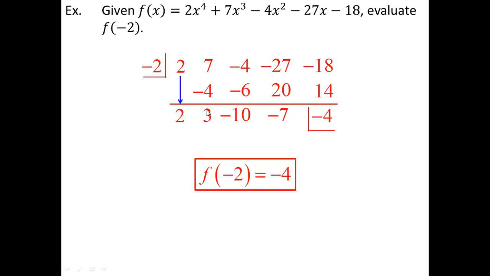Feel free to confirm this. Simply plug in -2 into your calculator. Remember on the TI-84, use the store feature. Store -2 for x, and then type out this function. Hit enter. You should get -4 as your answer.